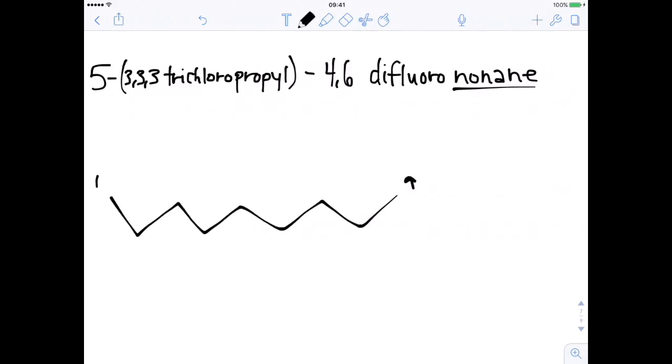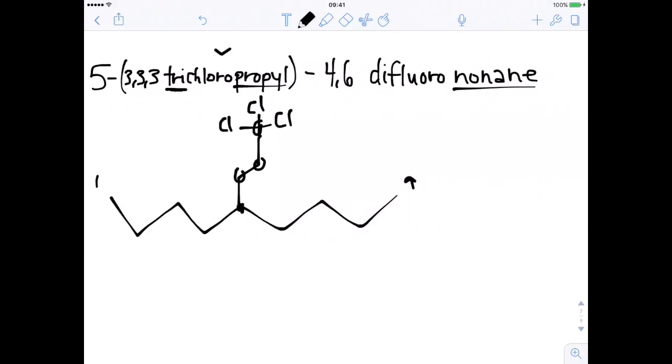It indicates that there is a propyl group with 3 chlorines coming off of it, and it's all attached to the same spot. So we go to the 5th carbon, right here, and we want to attach our propyl group, and then add our 3 chlorines coming off. So then you have your propyl as 1, 2, 3 carbons. So that's done. That's all there is to that one.